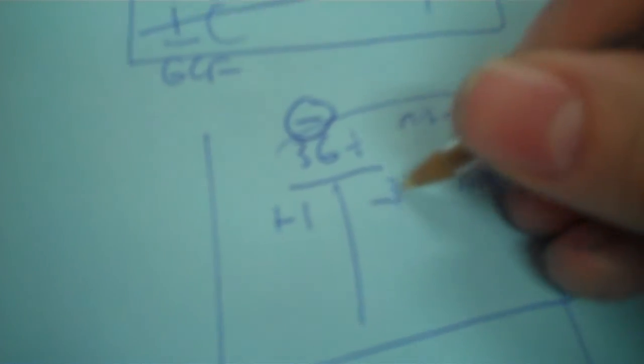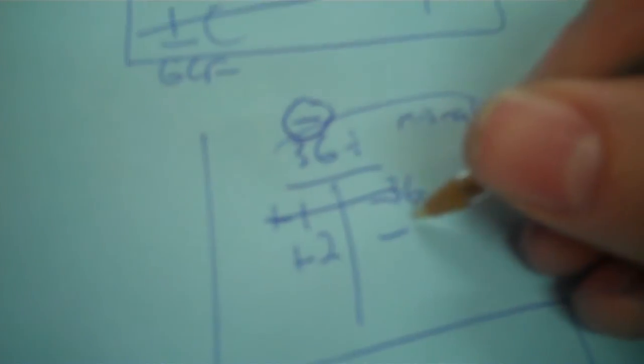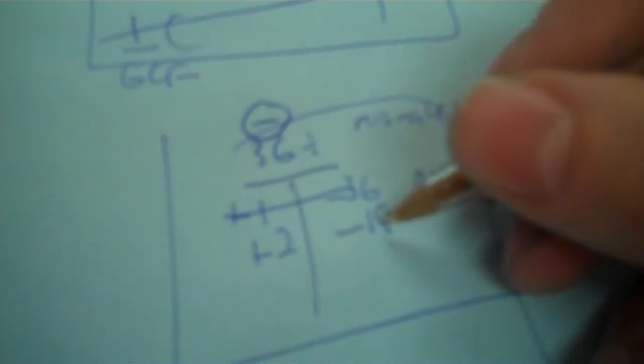36 divided by 1 is 36. That's not even close. 36 divided by 2 is 18. So I put 2, 18. Add those, it's negative 16. 36 divided by 3 is 12. Add those, that's negative 9. 36 divided by 4 is 9. Add those, and that is negative 5. Okay. So we put the plus 4 minus 9.